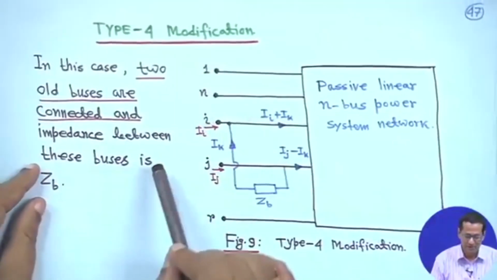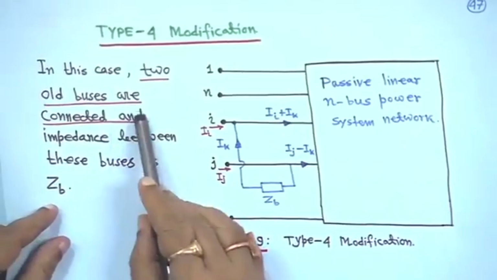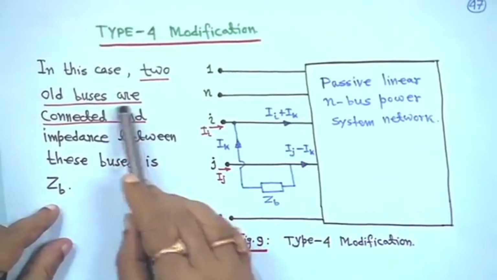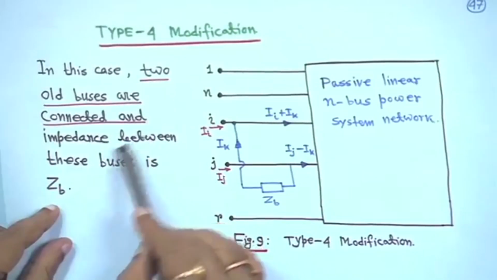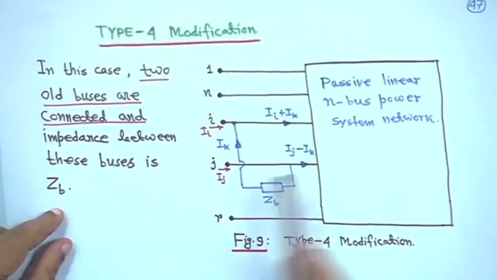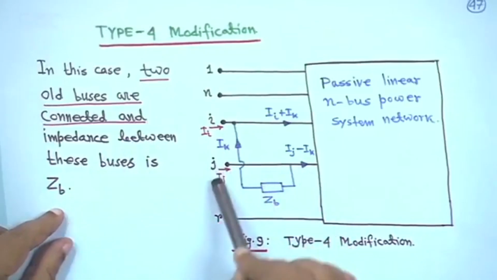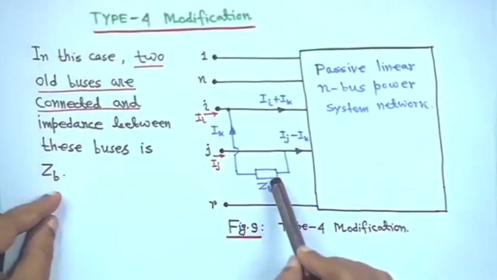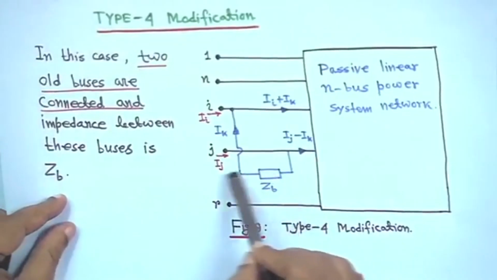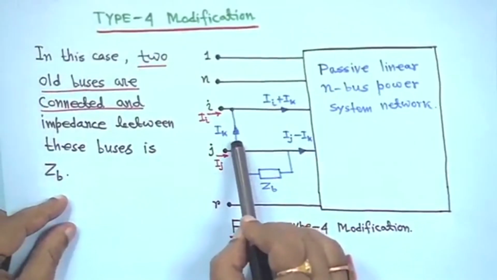So, type 4 modification: in this case, two old buses are connected with an impedance between them. I bus and J bus are two old buses and this impedance is ZB, right. Here the direction of the current is taken as Ik.